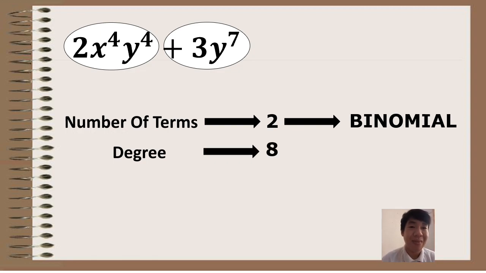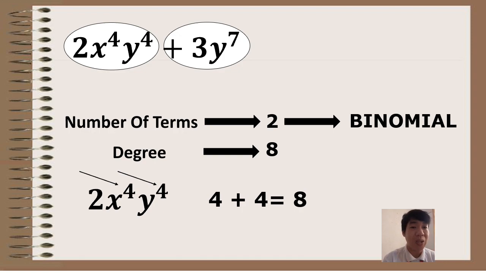8. Why 8? Because when we have a polynomial with more than one variable, we add the exponents for each term together. We have the first term, which has two variables, the x and y. So, the term 2x raised to 4, y raised to 4 has an exponent of 4 in x and 4 in y. So, we add together. 4 plus 4 is equal to 8. So, in this algebraic expression, we have a degree of 8. And we call it octic.